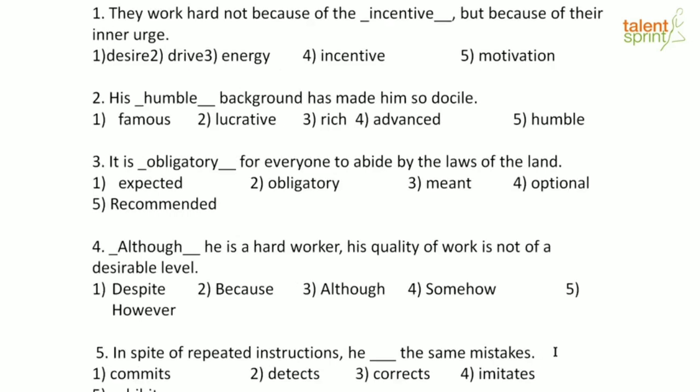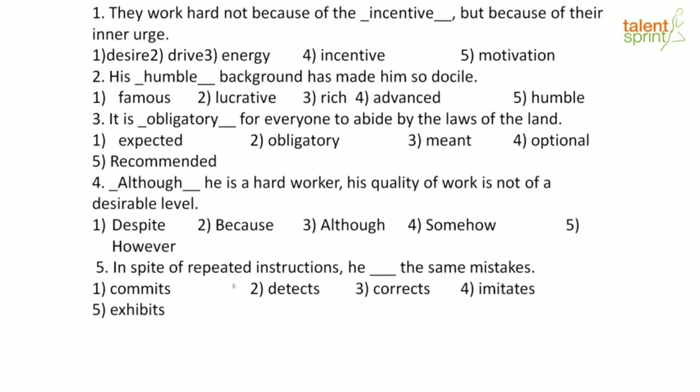Let's move to our next blank. In spite of repeated instructions, he dash the same mistakes. Let's look at our options. Option 1 commits, option 2 detects, option 3 corrects, option 4 imitates, option 5 exhibits. Alright, again we have in spite of, right, which is a contrast hint word. Repeated instructions, he dash the same mistakes.